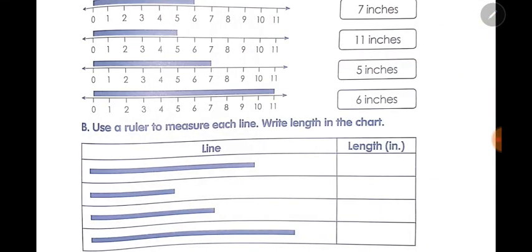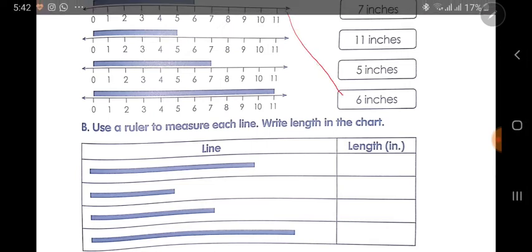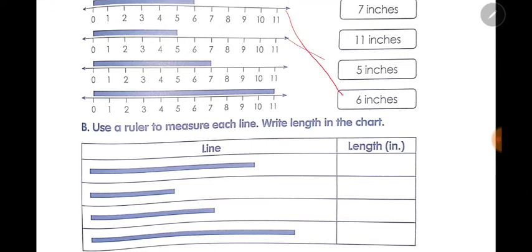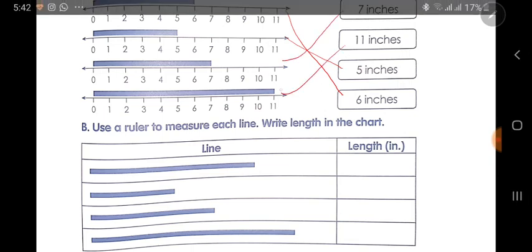So here is your homework. You just have to read the measurement and match. What about the first one? 6 with 6 inches. Wow, perfect. What about here? 5. So easy. What about here? 7. And here is 11.